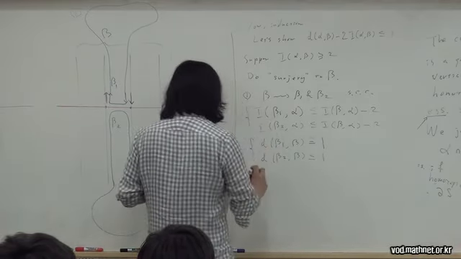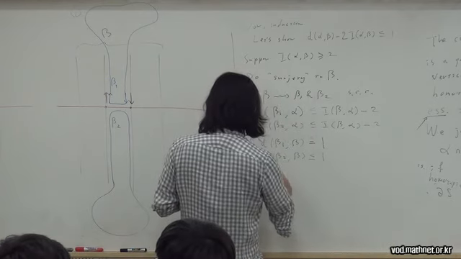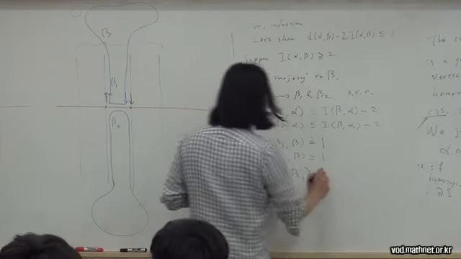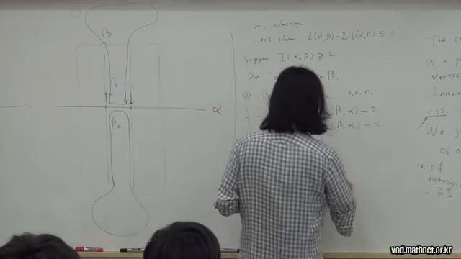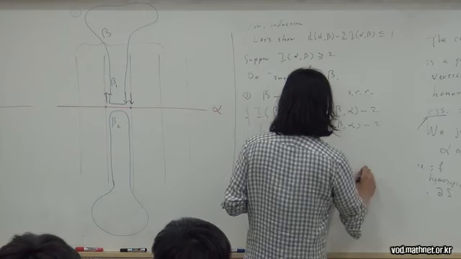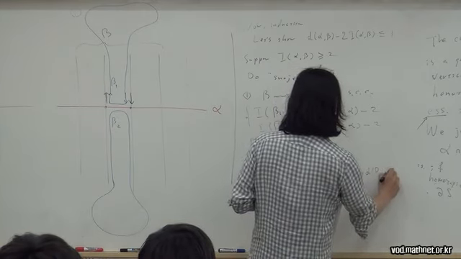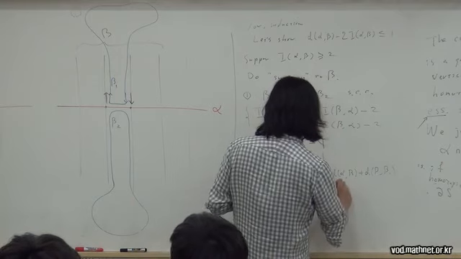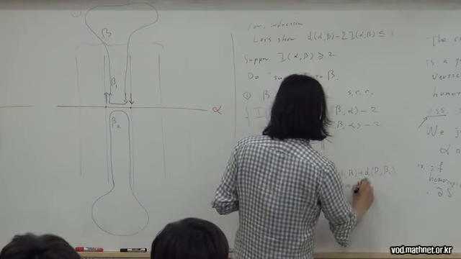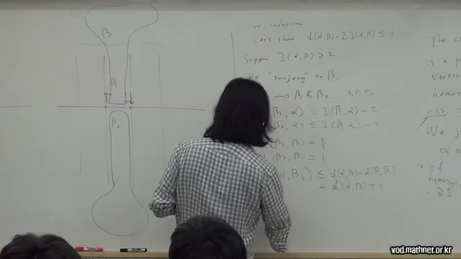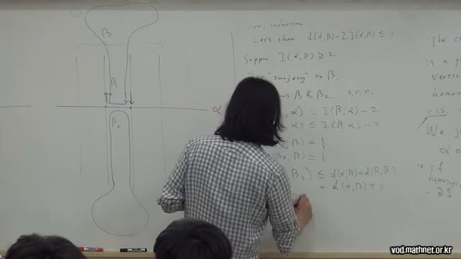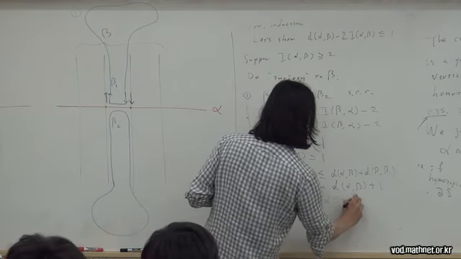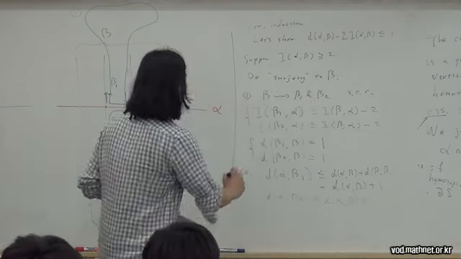So the distance between alpha and beta 1, now I use the triangle inequality. The distance between alpha and beta plus the distance between beta and beta 1, that is the distance between alpha and beta plus 1, and also the distance between alpha and beta 2 is at most the distance between alpha and beta plus 1. Okay?